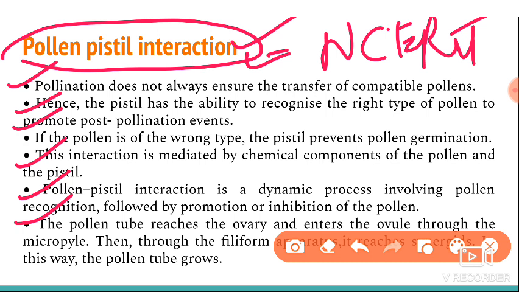In the next video we'll discuss artificial hybridization along with double fertilization. And this is about the pollen pistil interaction, students.